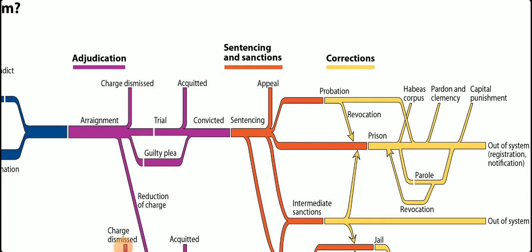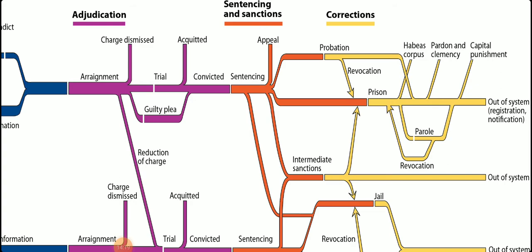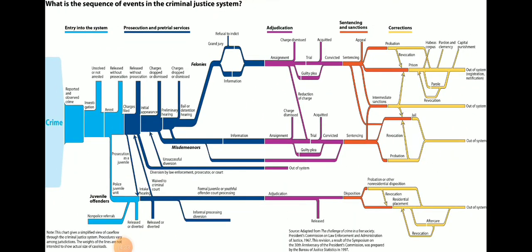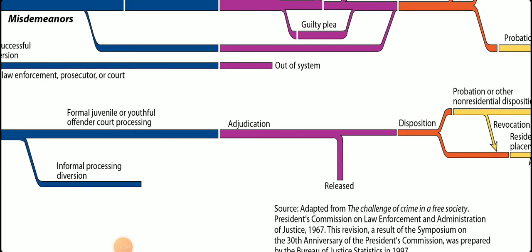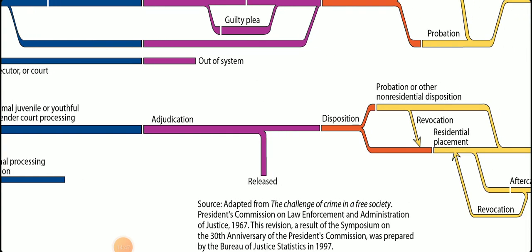Then the last part is correction. After the decision of the courts, the process of correction starts. The purpose of correction is to rehabilitate and reform the citizen to go back to society, to become a normal man, to obey the laws of the land. This is the sequence of events in the criminal justice system. It's a very beautiful chart that explains the criminal justice system in depth, in series, in chapters, in portions, in parts.